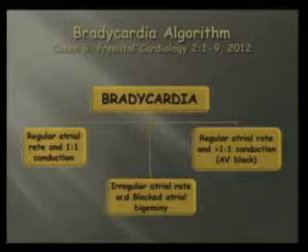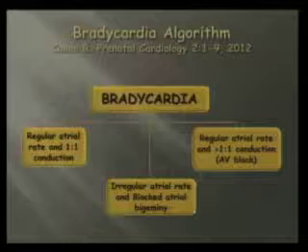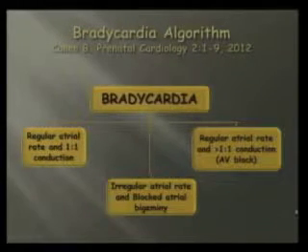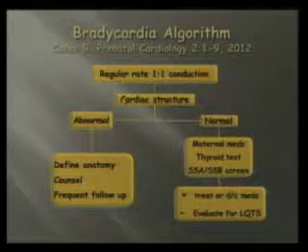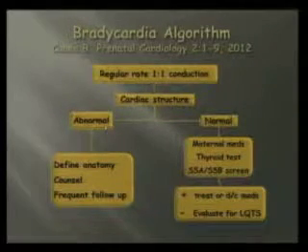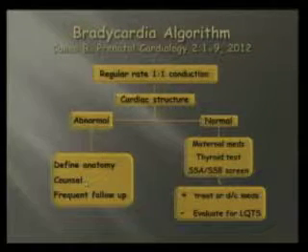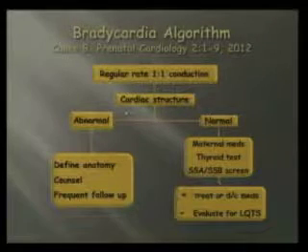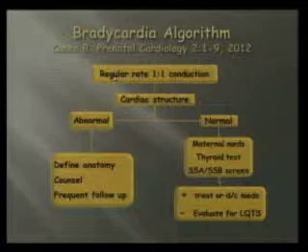So this would be the benign form that you would just be very conservative and just do follow-up with. If you see a regular rate with 1-to-1 conduction, check the cardiac structure. If there's structural congenital heart disease, you want to define the anatomy, counsel the family depending on the anatomy, and then do frequent follow-up.